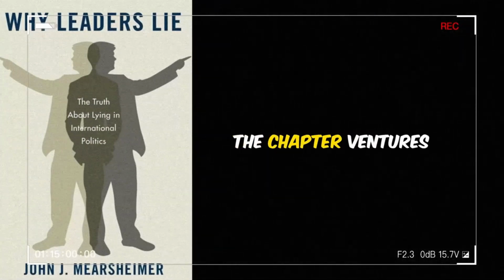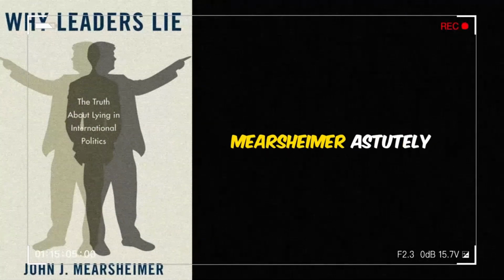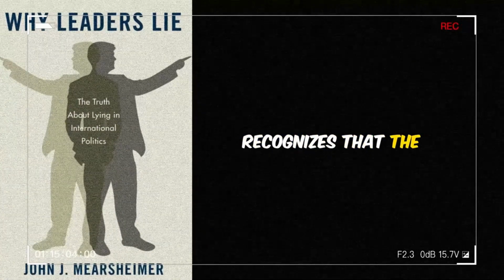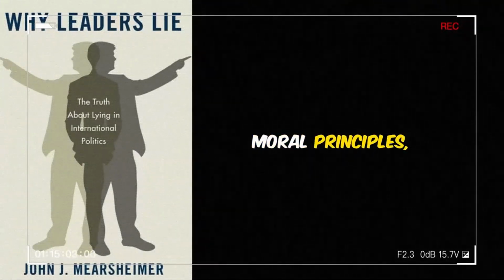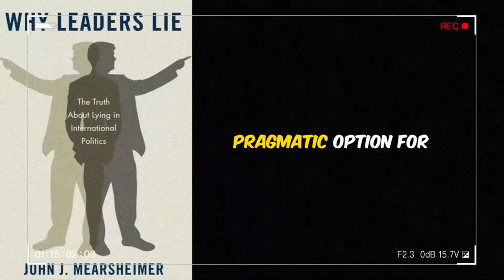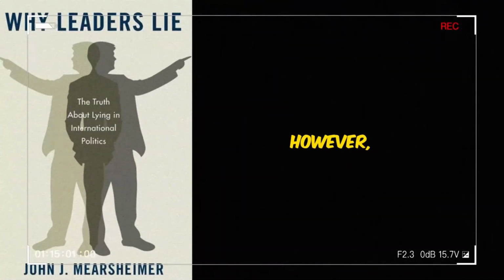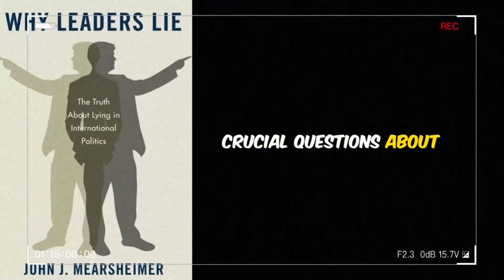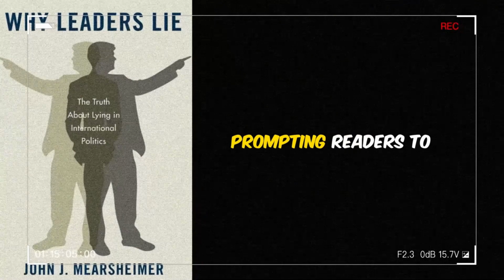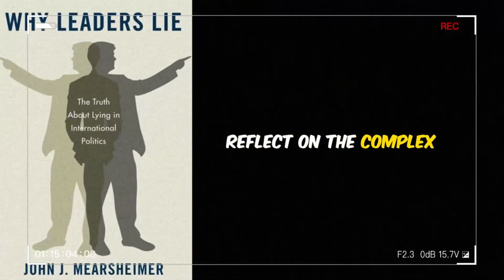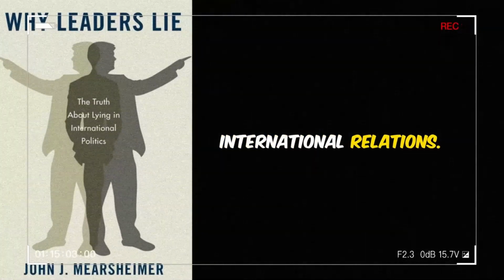Furthermore, the chapter ventures into the ethical dimension of state-sponsored deception. Mearsheimer astutely recognizes that the international system lacks a centralized authority to enforce moral principles, making deception a pragmatic option for states seeking to achieve their objectives. However, the author raises crucial questions about the potential moral hazards associated with lying on the global stage, prompting readers to reflect on the complex interplay between ethics and practicality in international relations.